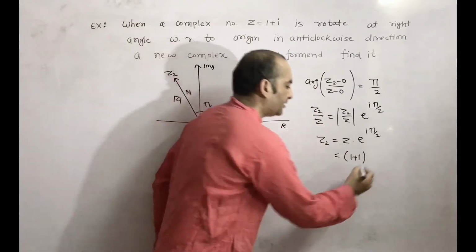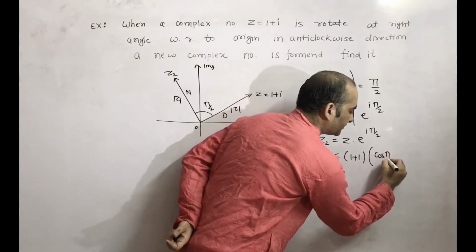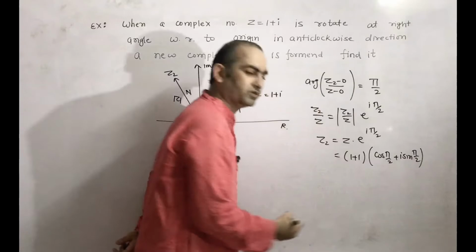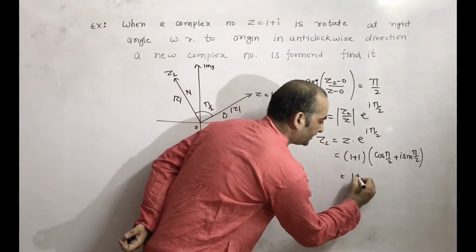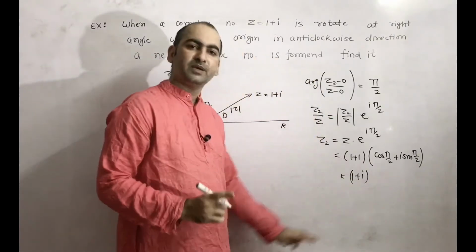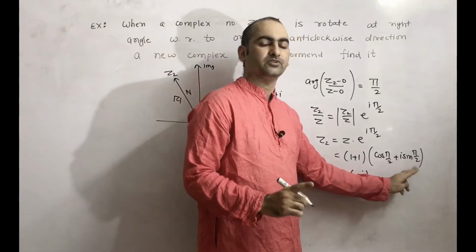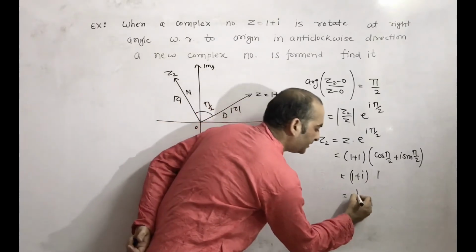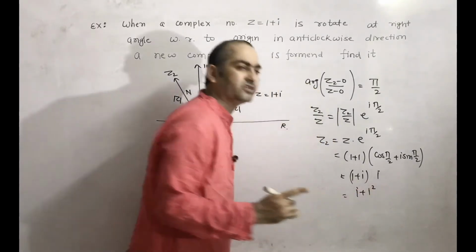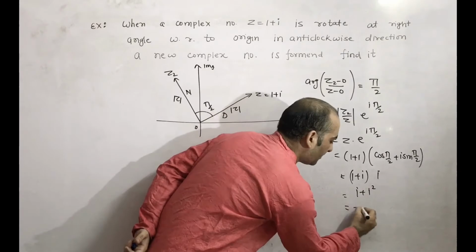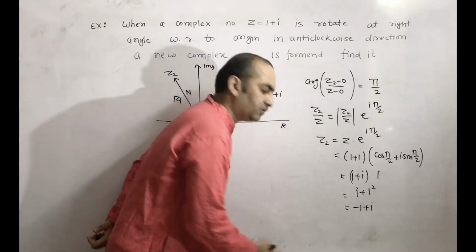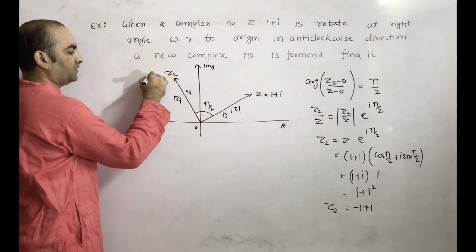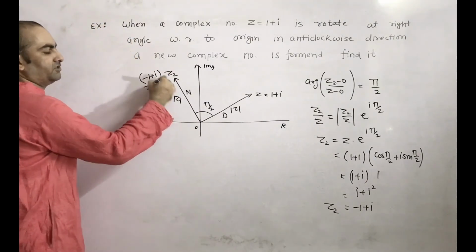e power i pi by 2 is cos pi by 2 plus i sin pi by 2. So this will be 1 plus i into cos pi by 2, which is 0, plus i sin pi by 2, and sin pi by 2 is 1, so i. If you multiply this, we get i plus i square. i square is minus 1. So we get minus 1 plus i. So z2 is minus 1 plus i. This is your new position.